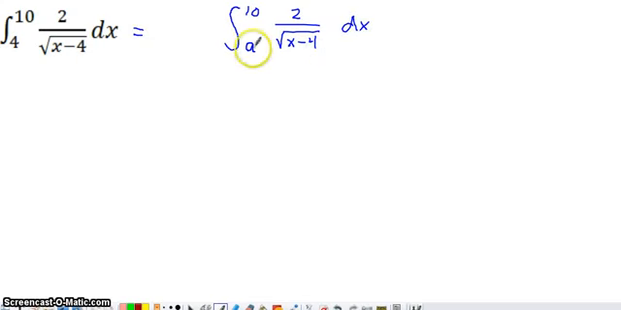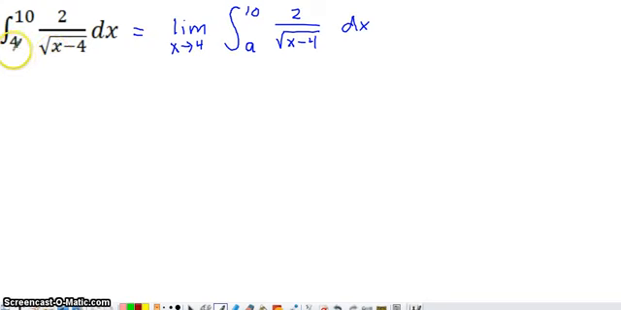to let my lower limit of integration approach 4. I can't let it equal 4. If it equals 4, then I have division by 0, and that's a no-go. So I can do a limit as x approaches 4, but I can only approach 4 from one side. This interval from 4 to 10 is okay. The other side of 4 is not okay.